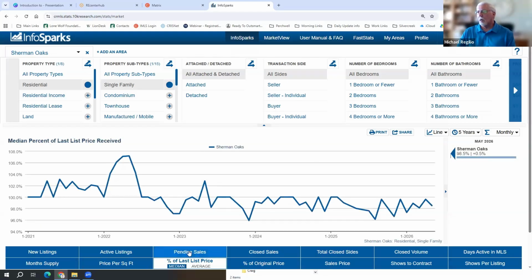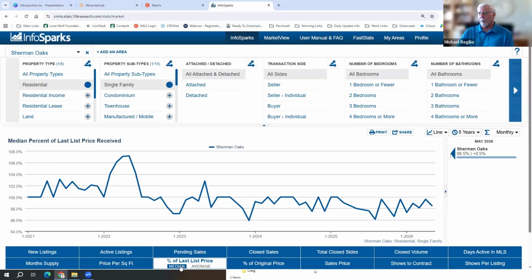The next ones are ones that I use a lot, and that my team in the past used a lot. Here we have the percentage of last list price. From the point that they started and did whatever price reductions, the last price that it was listed for before they received an offer, what's the difference of the closing price to that last price?